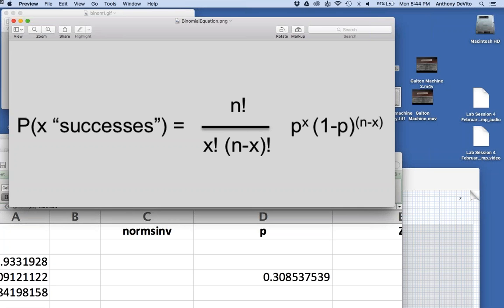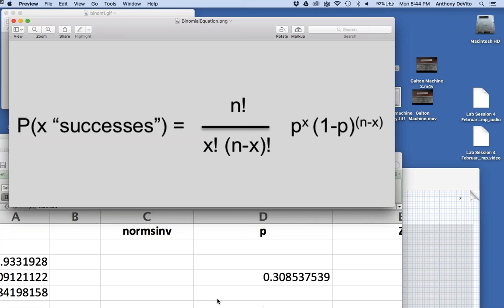times n minus x factorial, 10 minus 3, 7 factorial, times the probability of success, which was 10%, to the x value, to the third, times 1 minus p, which is 0.9 rather, to the 10 minus 3, the 7th. Okay, so you'd have to work that all out, right? Kind of cumbersome, right? Excel does that for you. This actually will calculate the real binomial probability, but that's kind of cumbersome.